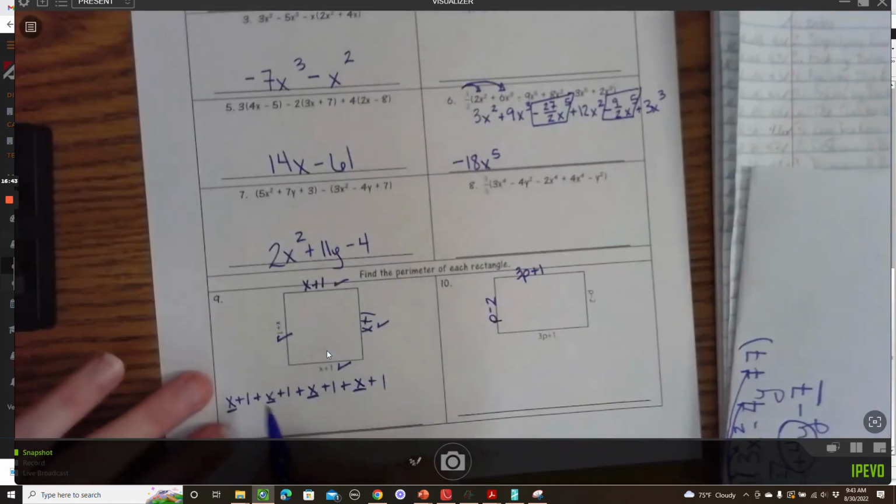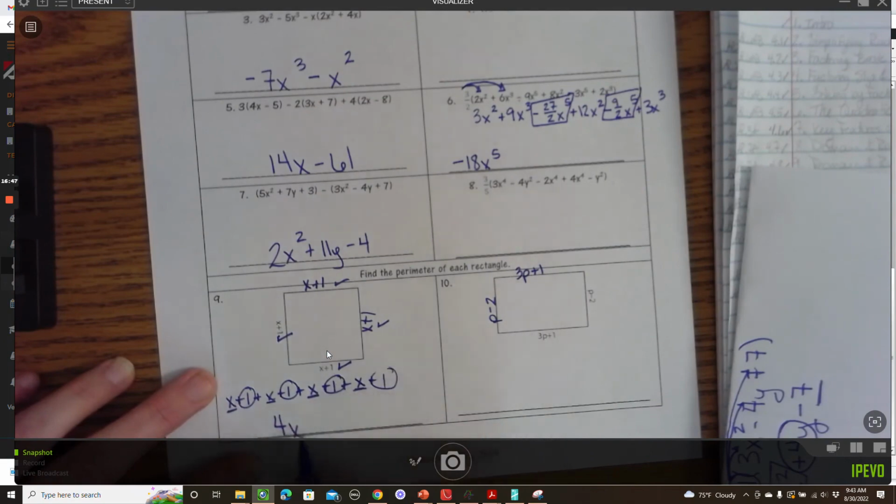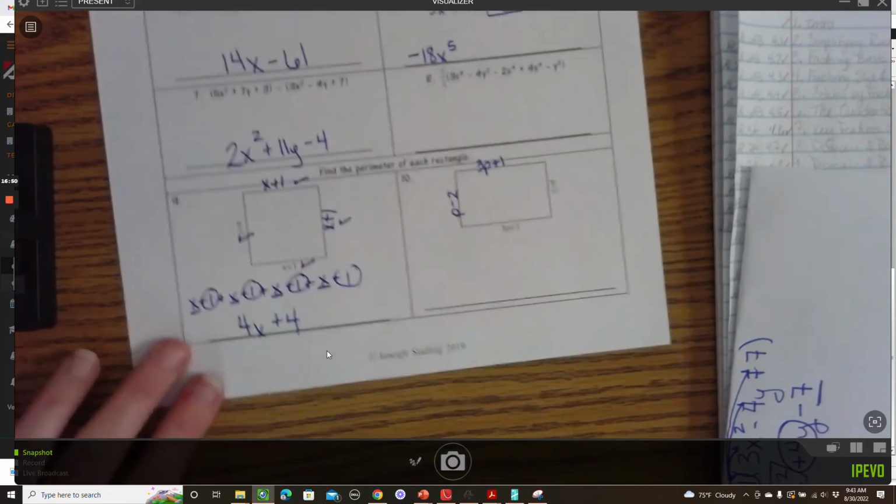Okay? So I got 4x, and then if I add the ones, how many do I have? 4. Plus 4. Let's do it. That's it.